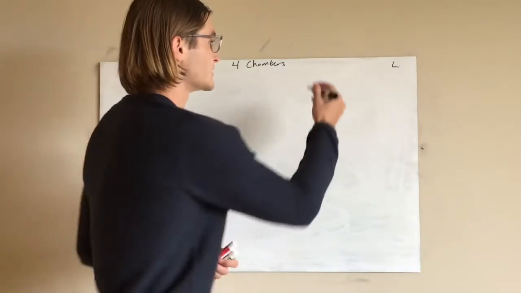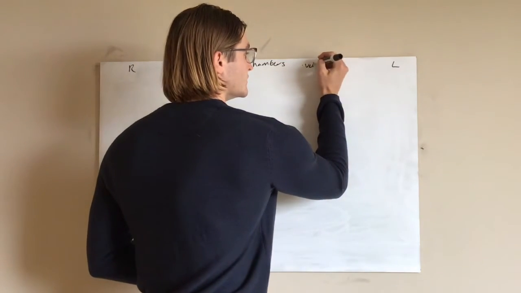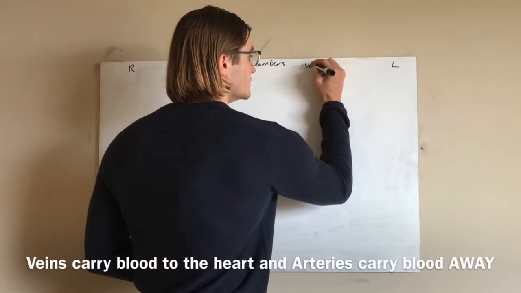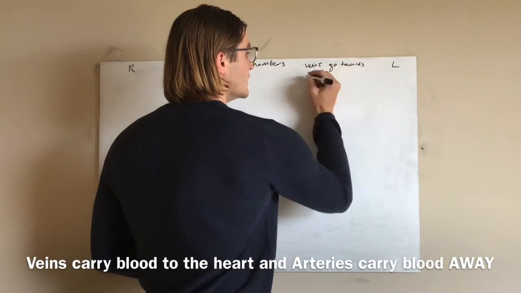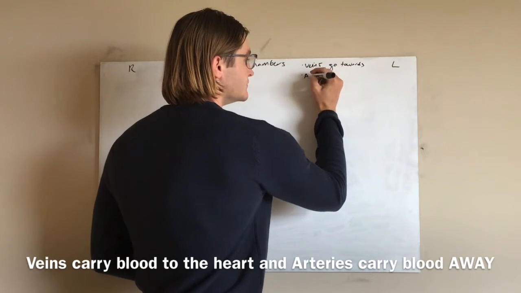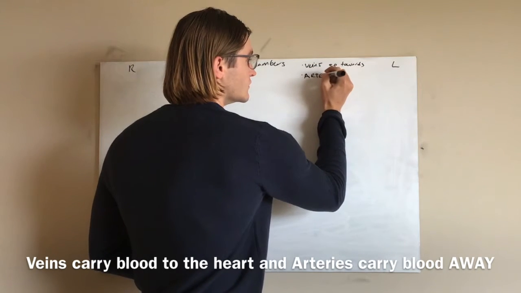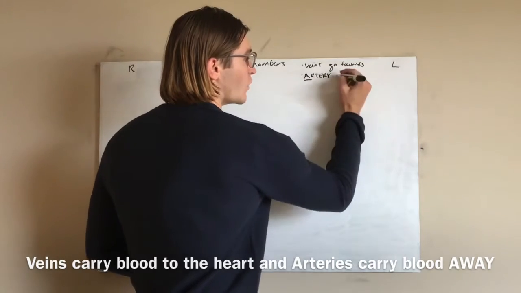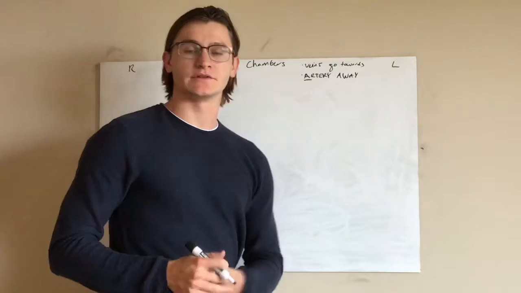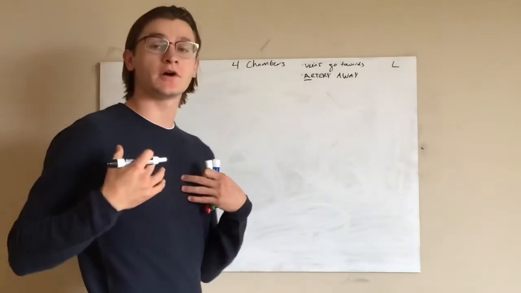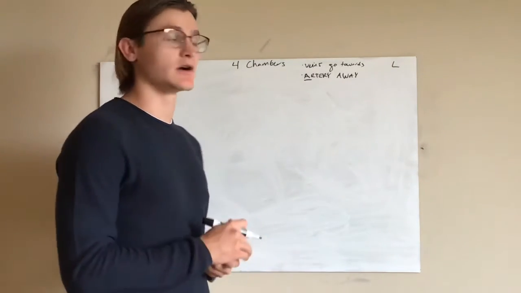And just the thing to keep in mind is that veins go towards the heart, and arteries go away. So I like to think of A for arteries, away. So arteries go away from the heart, and veins go towards the heart.